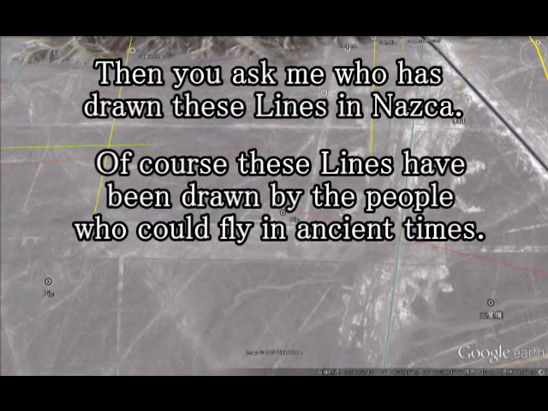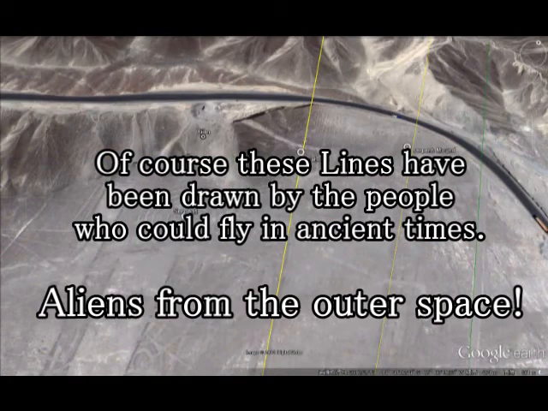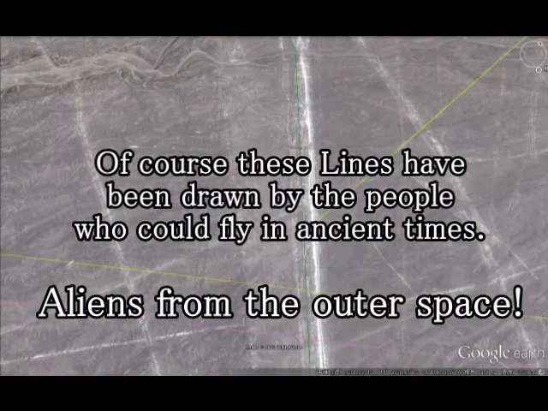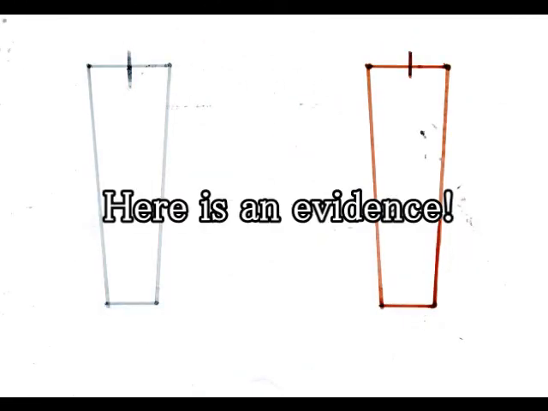So then he asked me, who has drawn these lines in Nazca? Of course, these lines have been drawn by people who could fly in ancient times, aliens from outer space or extraterrestrial beings. So now, ladies and gentlemen, this is a story about Nazca theory, and here is some evidence.